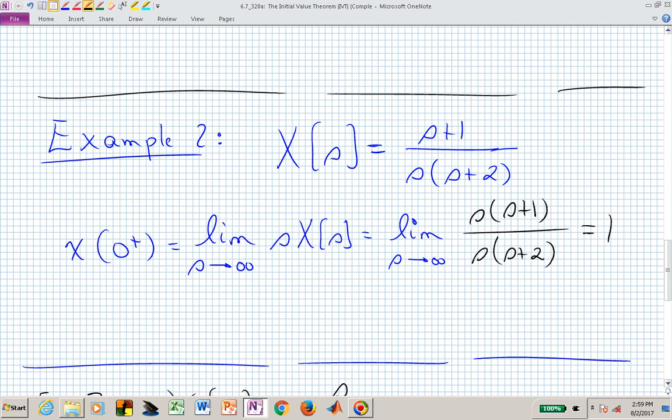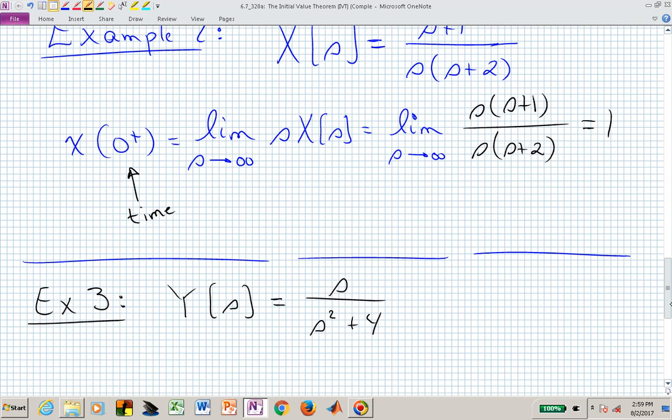So now, in the time domain expression, this particular signal starts at a value of 1 at time t equal 0 plus. Remember, that's a time argument in little x of t, which is our signal as waveform.